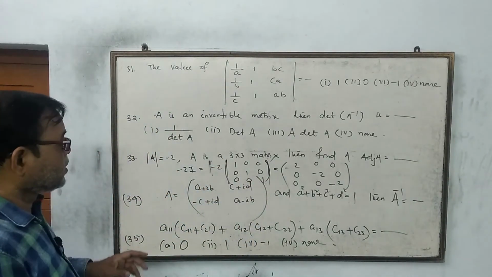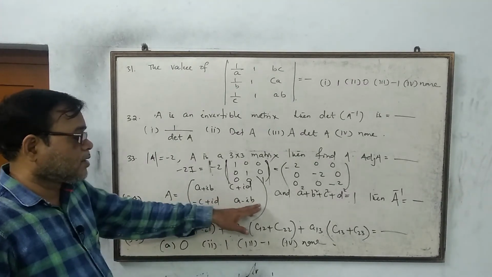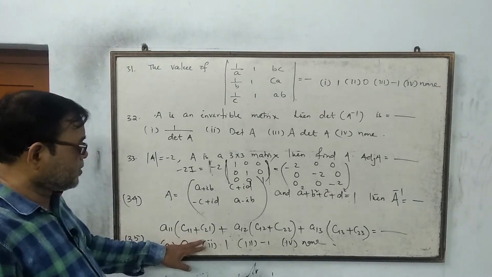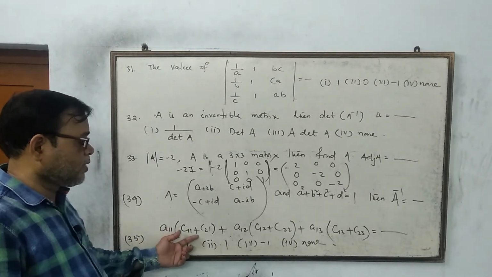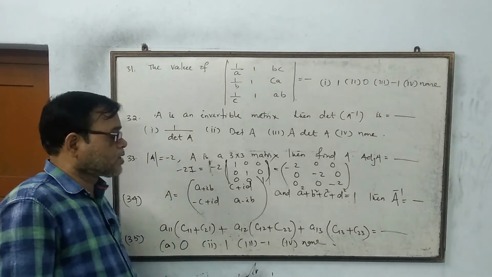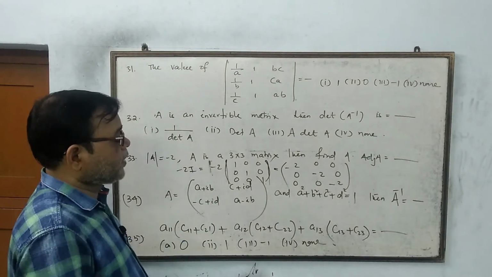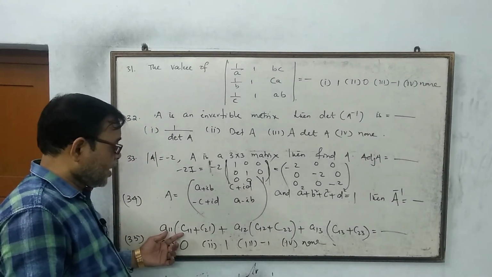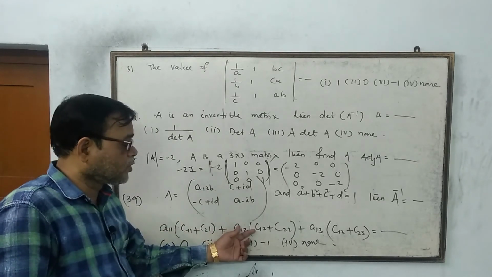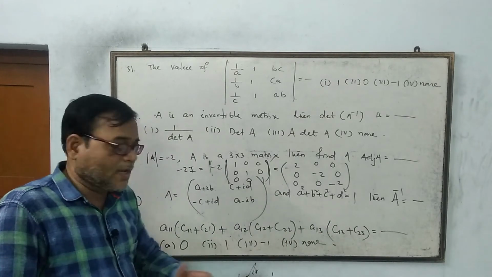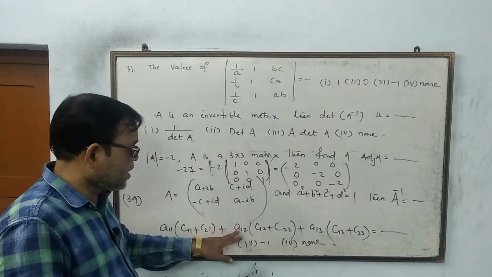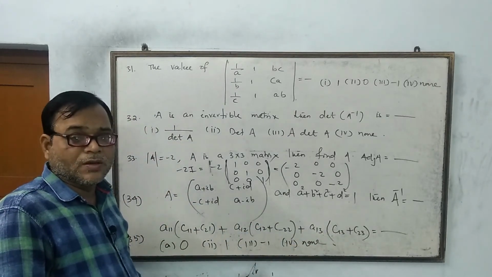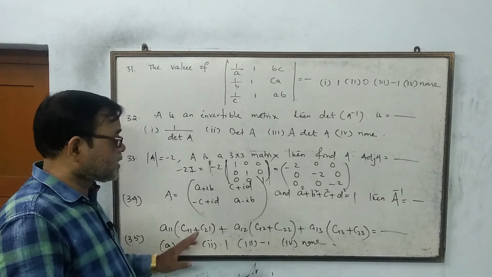Question number 34. A is given a square b square plus a square b square equal to 1, then A inverse equal to dash. And the question number 35 is A11 into C11 plus C21 plus A12 into C12 plus C22 plus A13 into C13 plus C23 is equal to dash. The answer is A11 into C11, A12 into C12, A13 into C13 is delta. A11 C21 plus A12 C22, A13 C23 is equal to minus delta. You know delta is the value of the determinant. So plus delta minus delta is equal to 0.